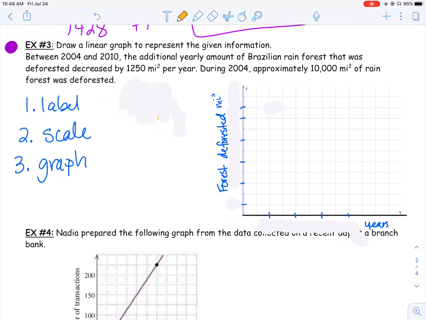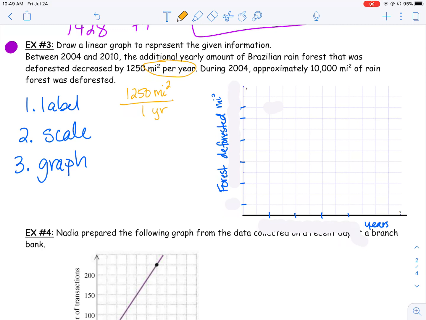It says draw a linear graph to represent the given information. Between 2004 and 2010, the additional yearly amount of Brazilian rainforest that was deforested decreased by 1,250 square miles per year. Ooh, did you just hear that? It looks like we have a rate here, square miles per year. So I can actually write that as a ratio, if you wanted to, of 1,250 square miles per 1 year. So that kind of helps us give us a rate. How fast or slow is this rainforest growing or decreasing?